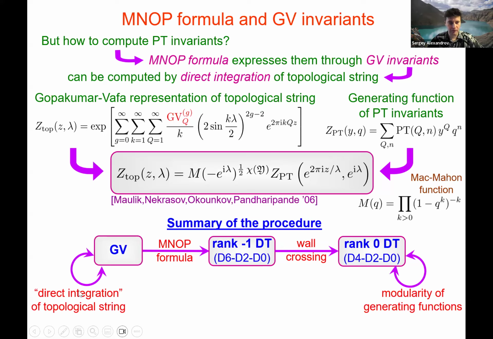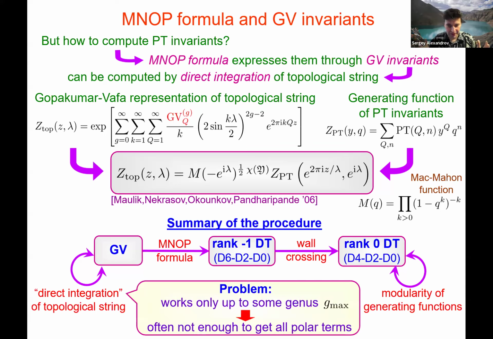And as a result, we arrive at the procedure which I already showed you in the beginning. We first do direct integration of the topological string, find GV invariants, and apply this formula to get rank -1 DT invariants, then this wall crossing formula which I showed you on the previous slide. In this way, we compute rank 0 DT invariants, and if we compute a sufficient number of them, namely so that we can cover all polar terms in the generating function, then modularity allows us to find the full generating function.